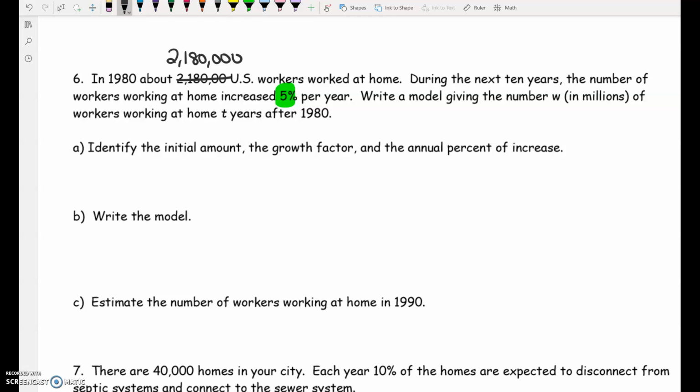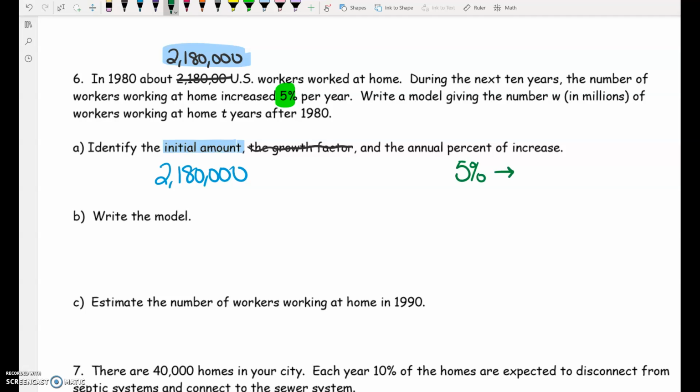It tells us what variables to use. I really don't care what variables you use here, so I'm probably not going to use W because I just forget. Identify the initial amount. The initial amount is how many workers there were originally working at home. That would be 2,180,000. The growth factor we're actually going to ignore. I really care about the annual percent of increase. The annual percent of increase is 5%.